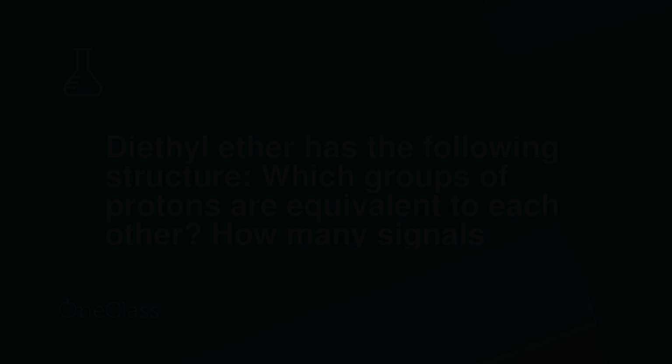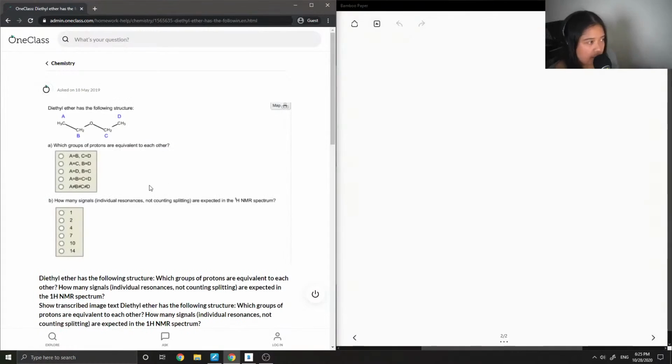We can move on to question number 2. Diethyl ether has the following structure. Which groups of protons are equivalent to each other? And then how many signals are expected in the H NMR spectrum?